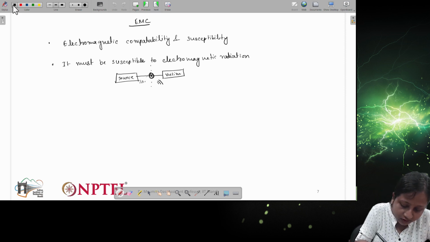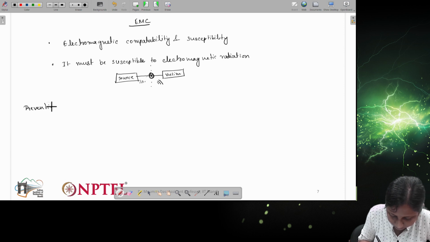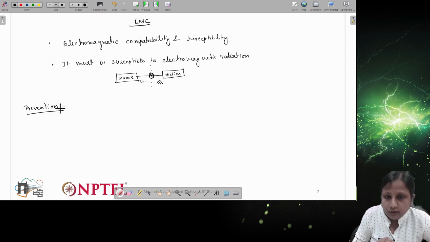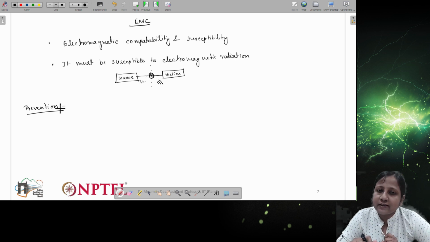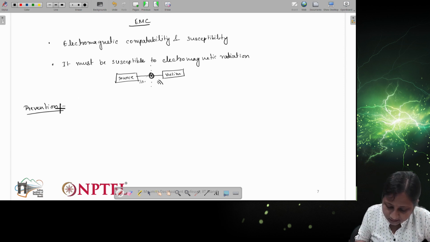So what are the methods of prevention? These problems are there. At high frequency, these problems will get much worse. So what do we have to do? We have to provide a solution. We have to find out what the level of the noise is, what the magnitude of the noise is, and provide a solution accordingly. Okay. So now, how can we provide prevention?